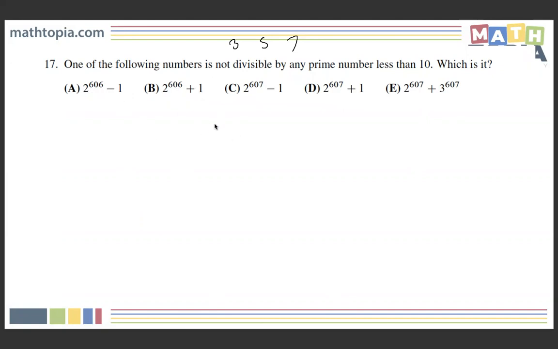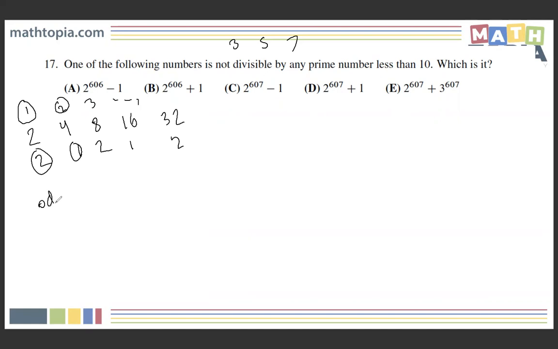Well, we have to figure out how powers of 2 behave in terms of modular 3. So if we look at 2, 4, 8, 16, 32, as we go up like this, this is 2 to the 1, 2 to the 2, 2 to the 3, and so on. And if we take it in mod 3, we get 2, 1, 2, 1, 2, and it actually repeats like this. So basically, what we figure out is that for even exponents of 2, it's 1 in mod 3, and for odd exponents of 2, it is 2 in mod 3.